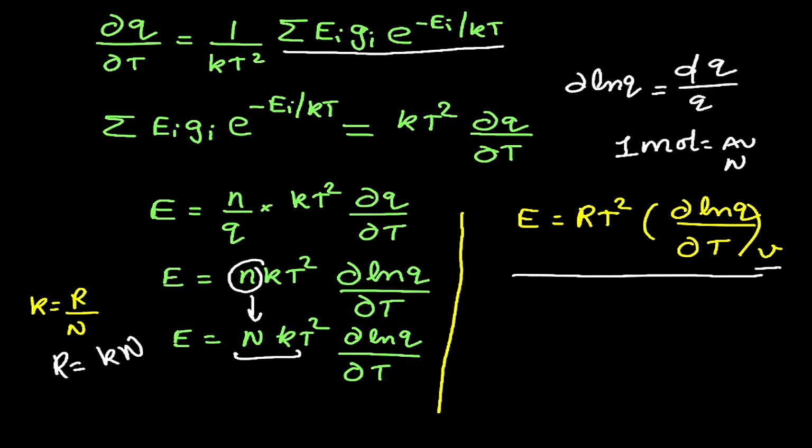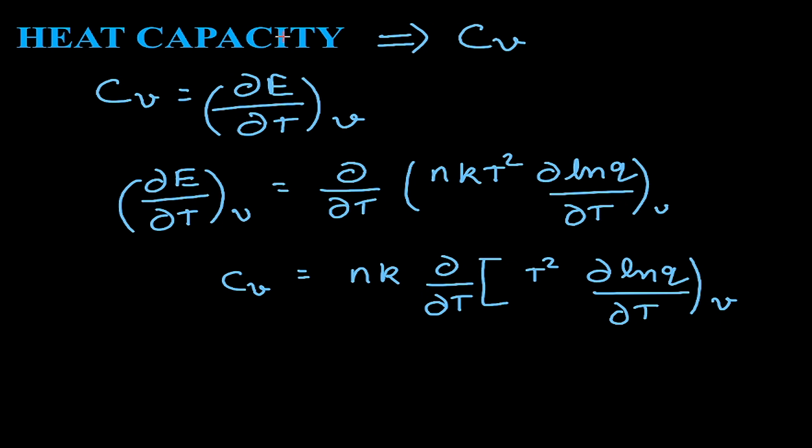Next is the heat capacity in terms of partition function, and we will be looking at heat capacity at constant volume, that is Cv. So we know that Cv, heat capacity at constant volume, is dE by dT at constant volume, and if we want heat capacity at constant pressure, then it is dH by dT at constant pressure. So we'll be looking only at heat capacity at constant volume.